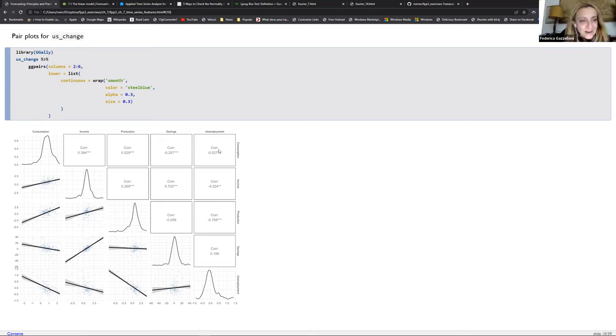Okay. So I have, this is the density, right? The density distribution. And then in the middle, in the diagonal, you have the distribution of each of the time series, of the predictors. Consumption is the target. You have predictors income, production, savings, and unemployment. But that diagonal is the distribution. You're correct.